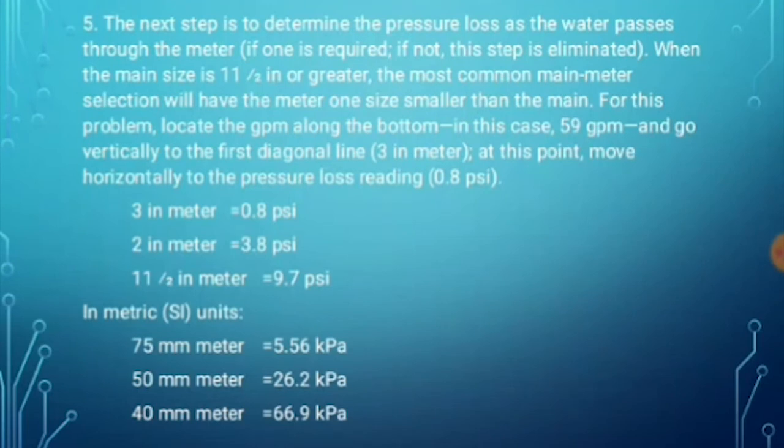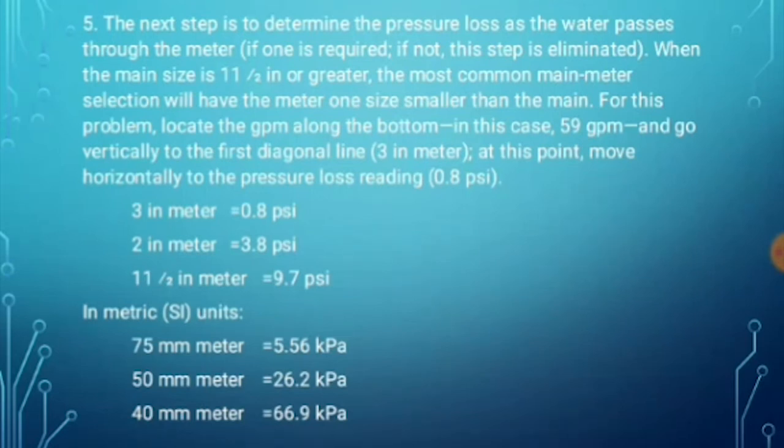Number 5. The next step is to determine the pressure loss as the water passes through the meters. When the main size is 1½ inch or greater, the most common main meter selection will have a meter one size smaller than the main. For this problem, locate the GPM along the bottom, in this case 59 GPM, and go vertically to the first diagonal line, 3 inches. At this point, move horizontally to the pressure loss reading.